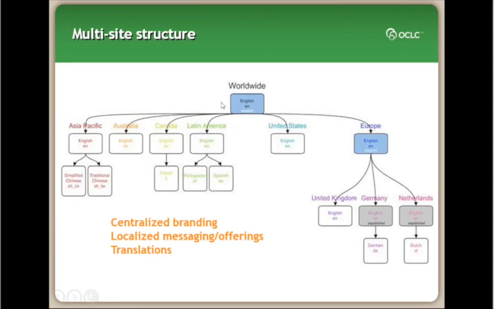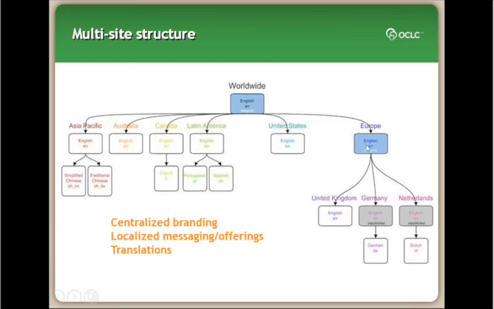So the way this works is the content in the content management system goes in at the worldwide level. 97% of it goes in at the worldwide level in English. It then rolls out to all of these regional English sites. Then the managers of those sites can request translations that are relevant for their markets.